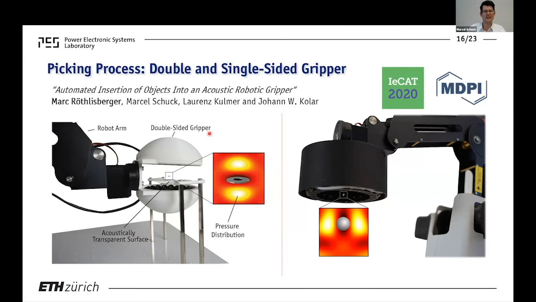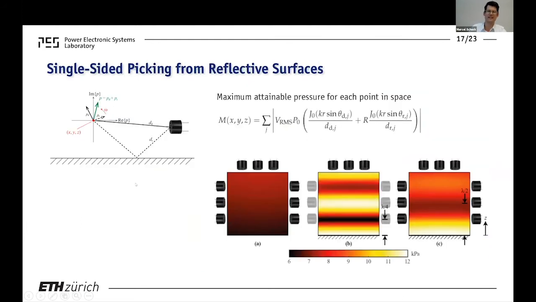And again, you can see here the case with the double-sided acoustic gripper and the acoustically transparent surface, and different gripper arrangements consisting of a cylindrical surface and also a lid that has transducers on it up here for single-sided gripping. And the interesting part here is how do I get such a component into the gripper and pick it up from an acoustically reflective surface. In order to study that or come up with a solution for that, you now, of course, need to also consider the reflective part of your acoustic wave acting at a certain point in space, X, Y, and Z.